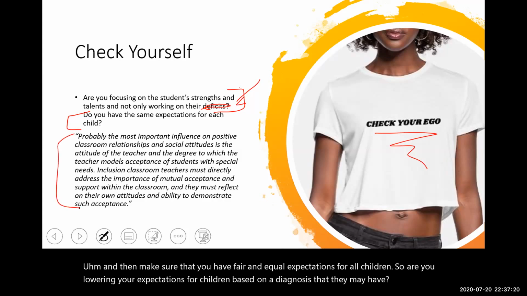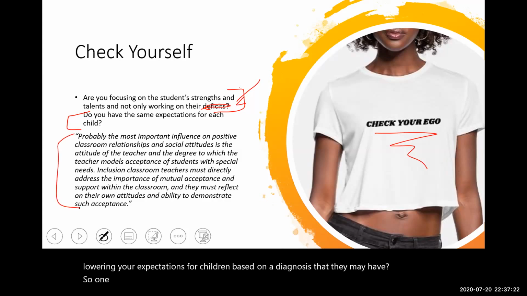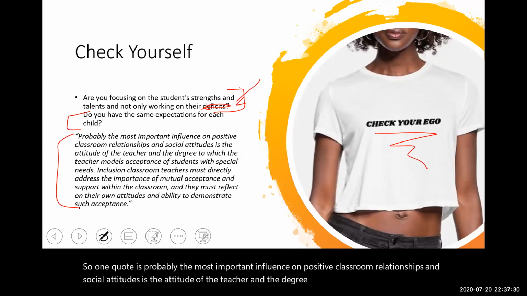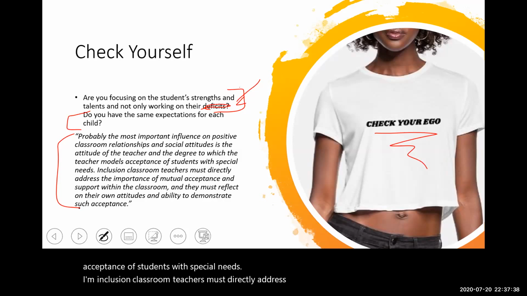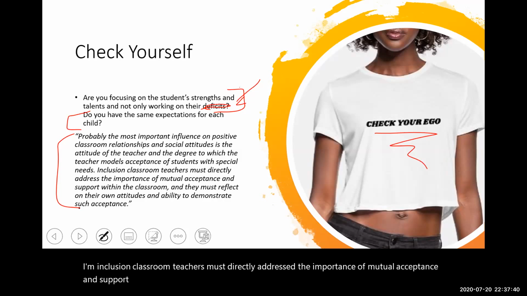One quote says that probably the most important influence on positive classroom relationships and social attitudes is the attitude of the teacher and the degree to which the teacher models acceptance of students with special needs. Inclusion classroom teachers must directly address the importance of mutual acceptance and support within the classroom. They must reflect their own attitudes and ability to demonstrate such acceptance.